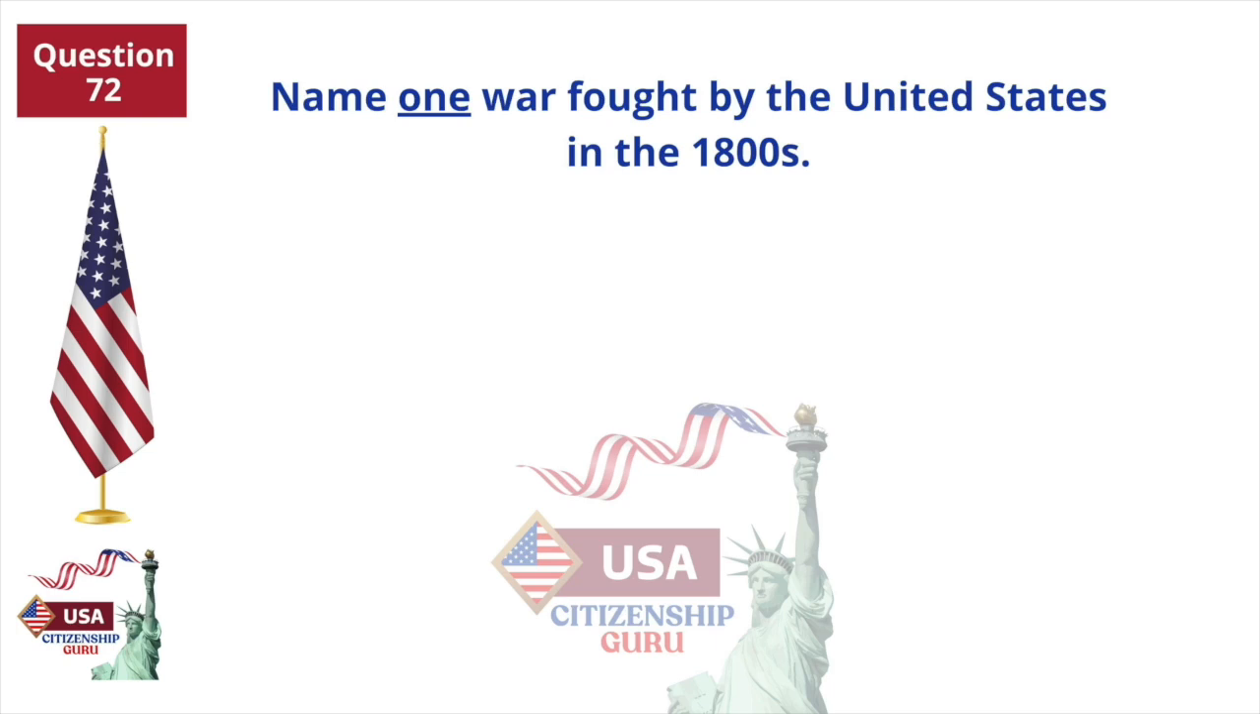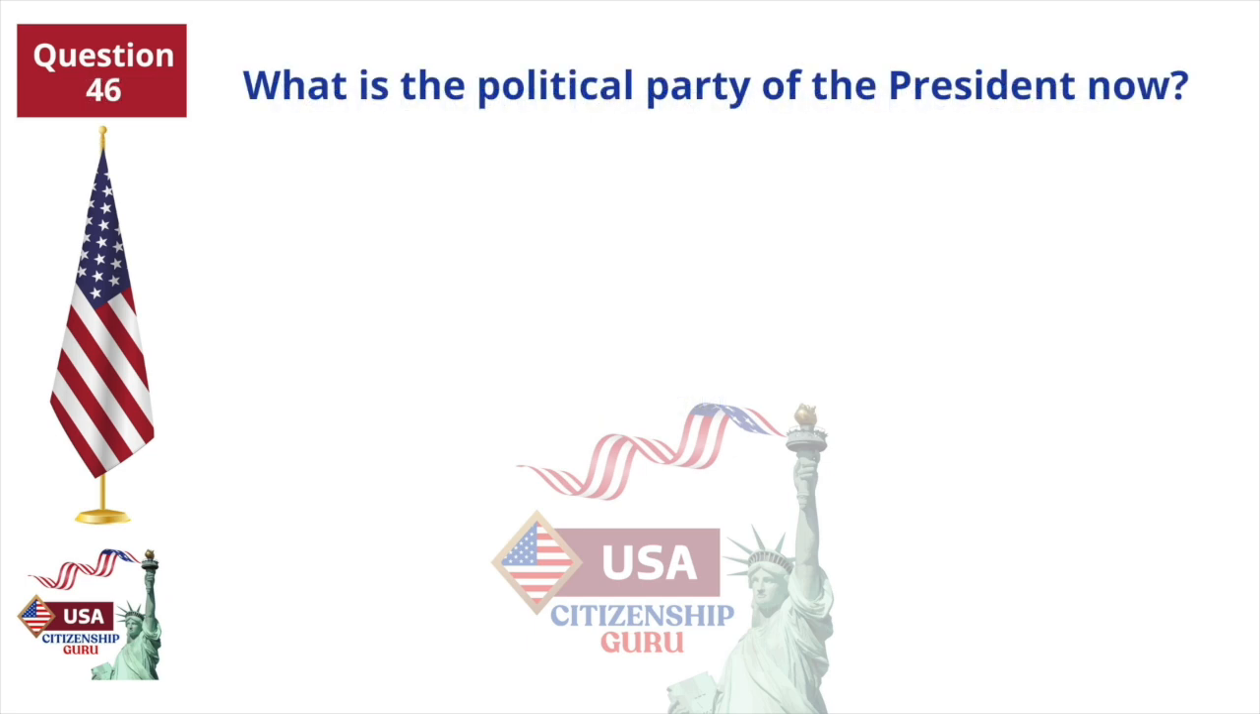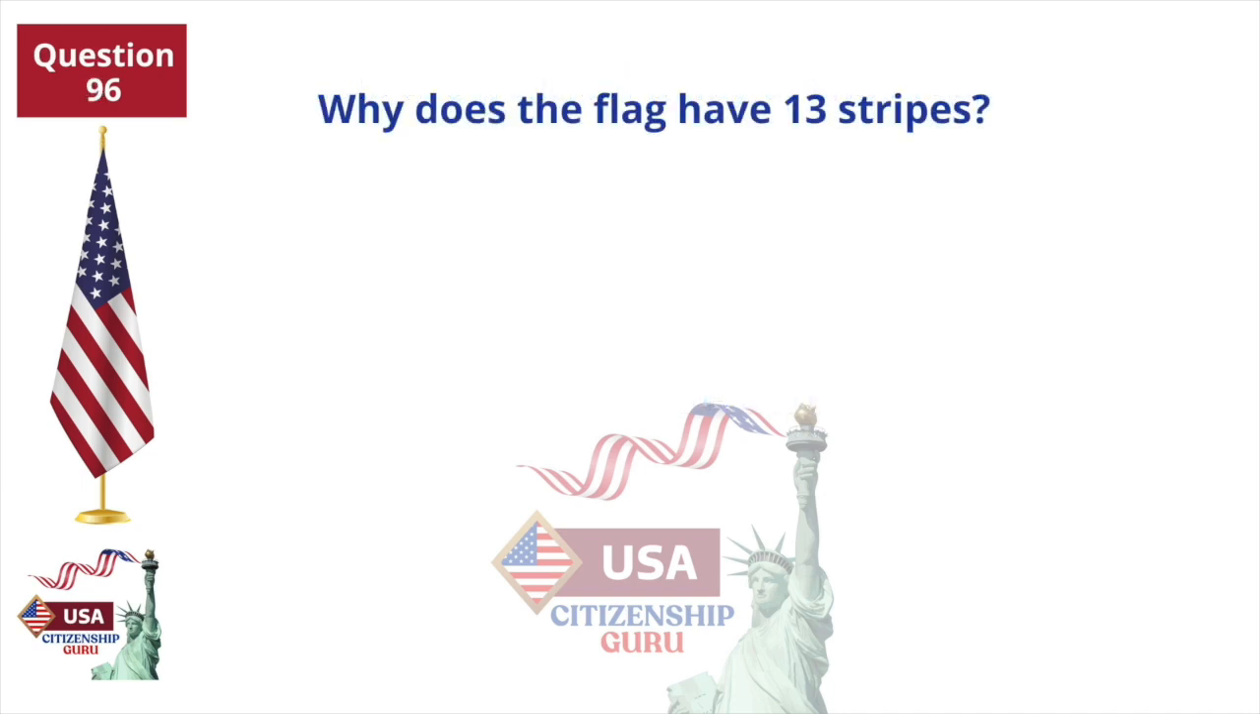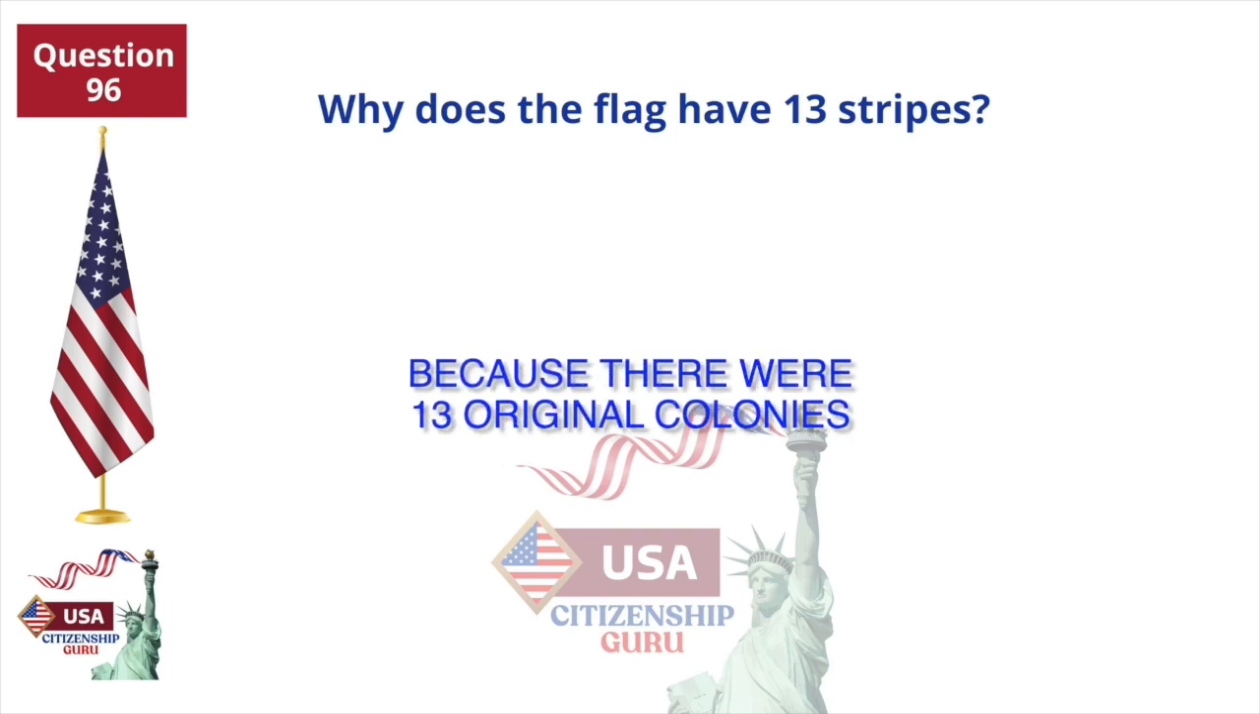Name one war fought by the United States in the 1800s. Civil War. What is the political party of the president now? Democratic Party. Why does the flag have 13 stripes? Because there were 13 original colonies.